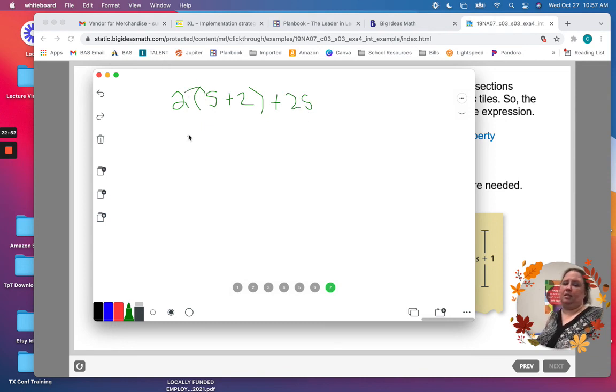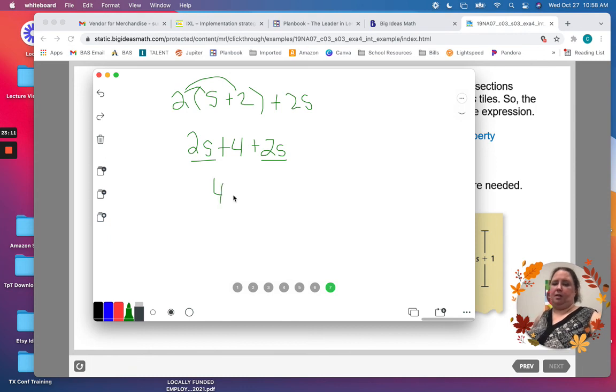2 times S is 2S. 2 times 2 is 4. Okay, I haven't messed with this. I'm just going to rewrite plus 2S. Everybody good so far? Yes. Now I can combine this 2S and this 2S, right? What's 2S plus 2S? 4S. Okay, and then I just say plus 4. So this is your expression as your answer. Does that make sense? Yes.